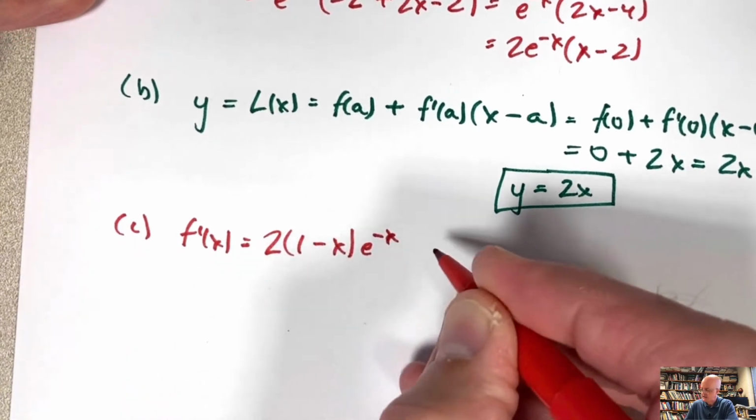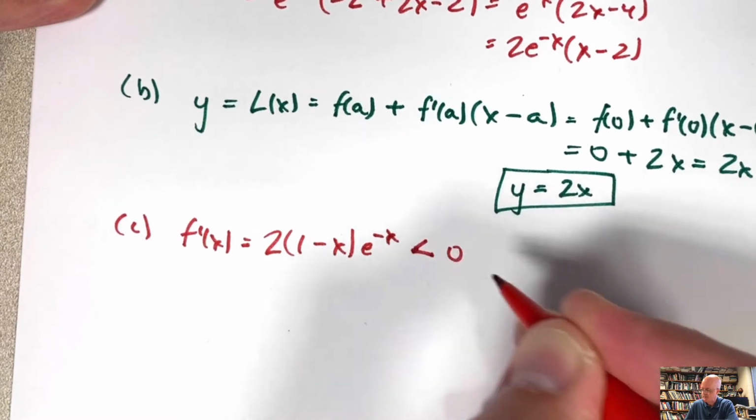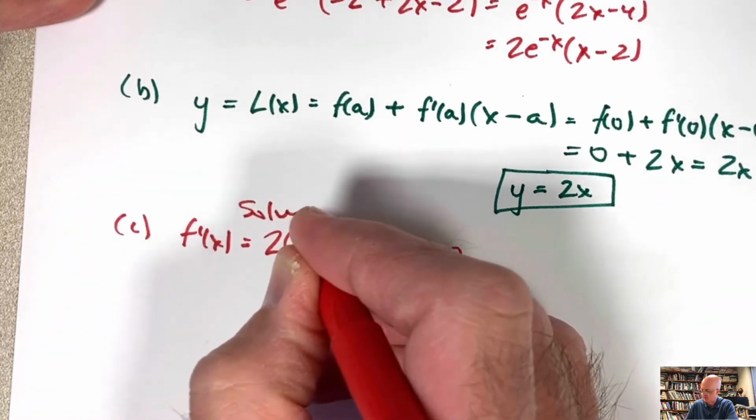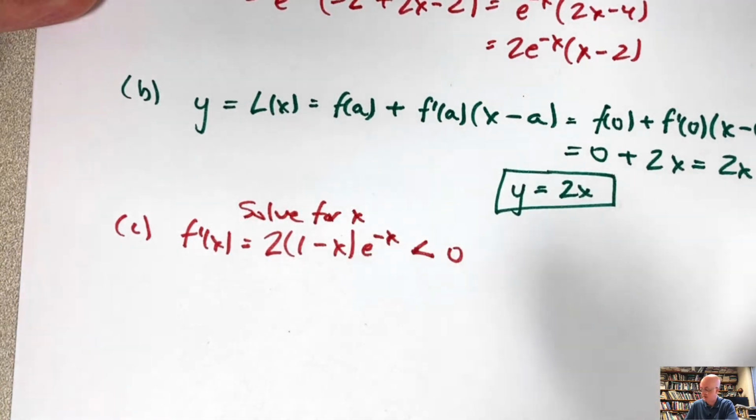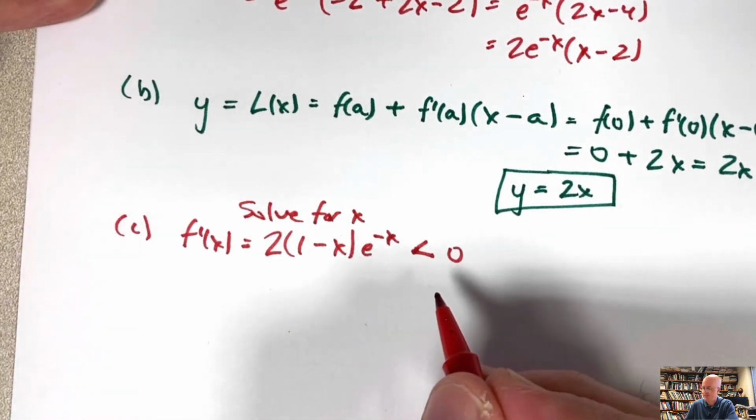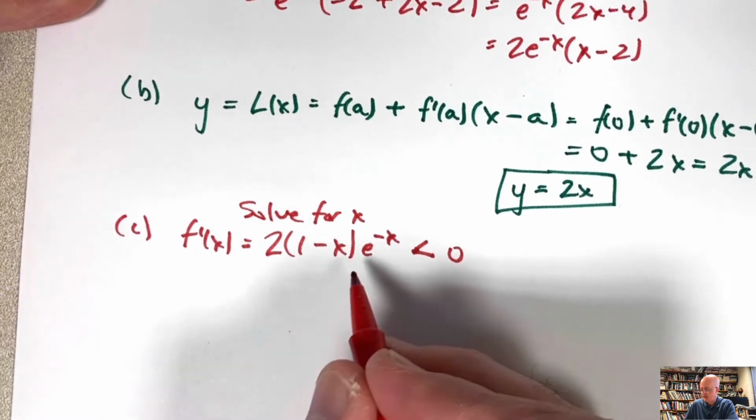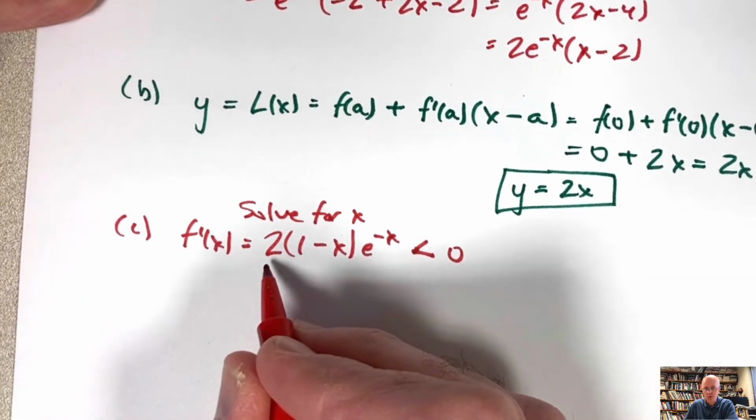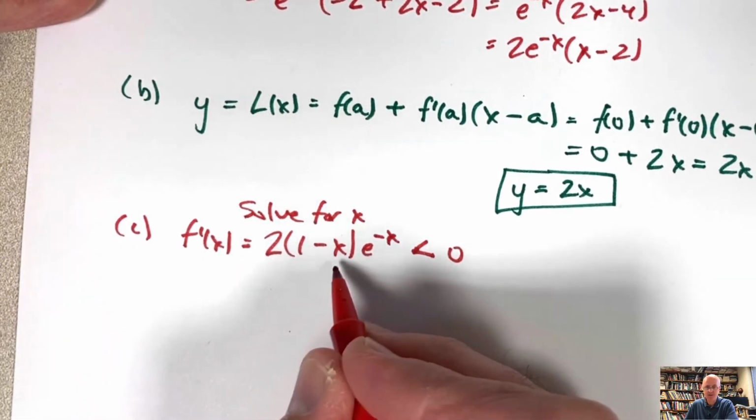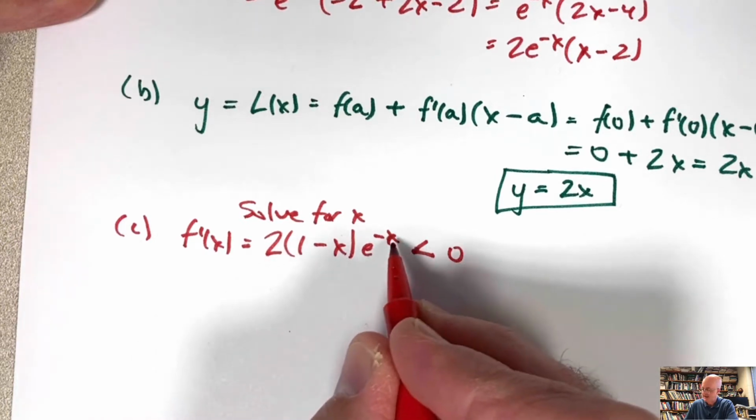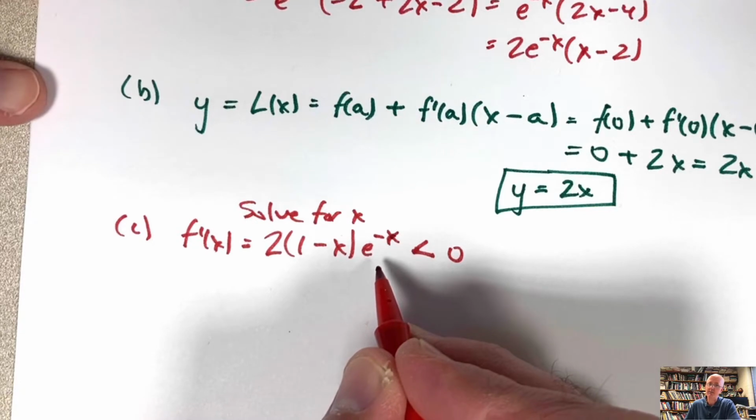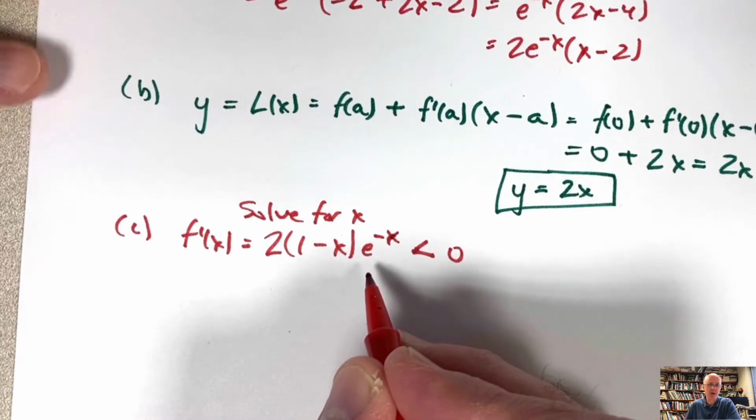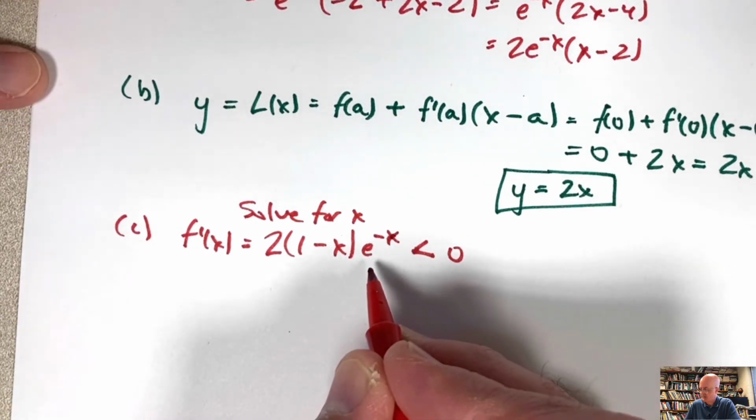We want to essentially solve this inequality. Solve for x. What values of x, what interval of values of x will solve this inequality? Well, this is the product of 3 things: 2, which is positive, 1 minus x, which could be positive or negative, and e to the negative x. Careful, e to the negative x is always positive, no matter what real number x is. This is always a positive number.